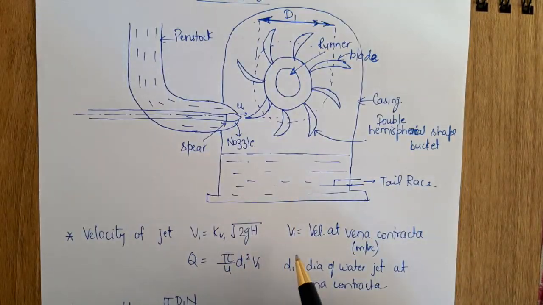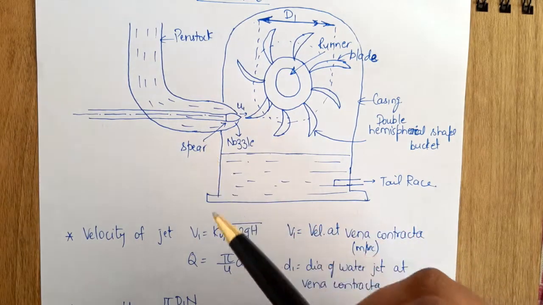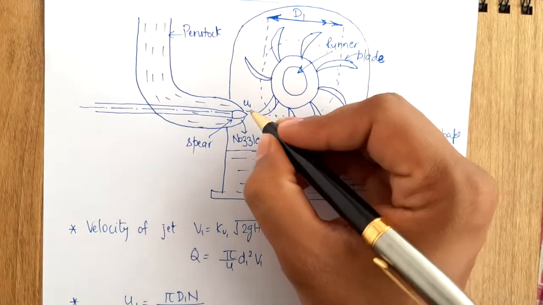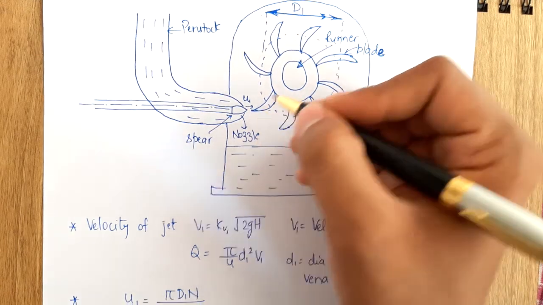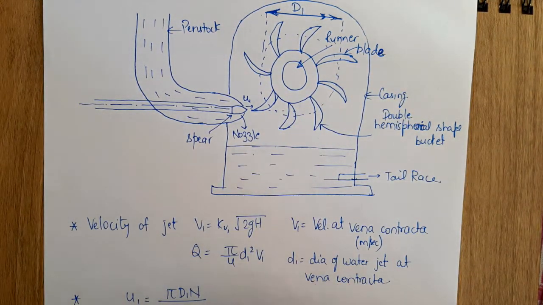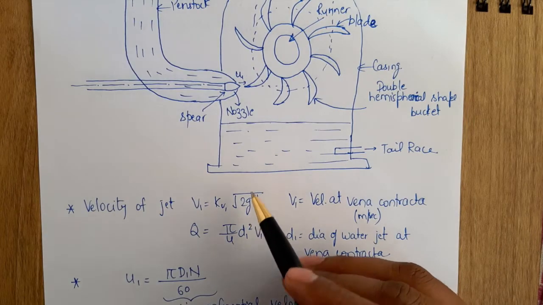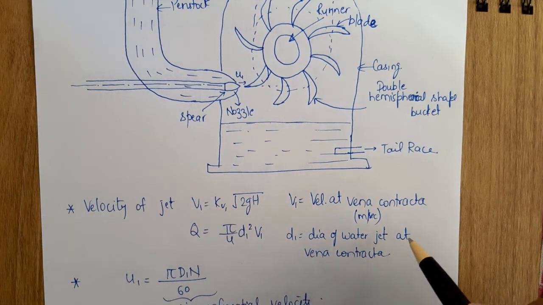Now the velocity of the jet will be the velocity coming out of this, that is the velocity at the vena contracta. When the fluid comes out, there will be a portion where we have the vena contracta, that is where the area will be minimum. That velocity is the velocity of jet, V1 equal to Kv1 root 2gH. H is the total head possessed by this penstock. Now Q equal to pi by 4 d squared into V1, where d1 is the diameter of the water jet at the vena contracta, and V1 is the velocity at the vena contracta.